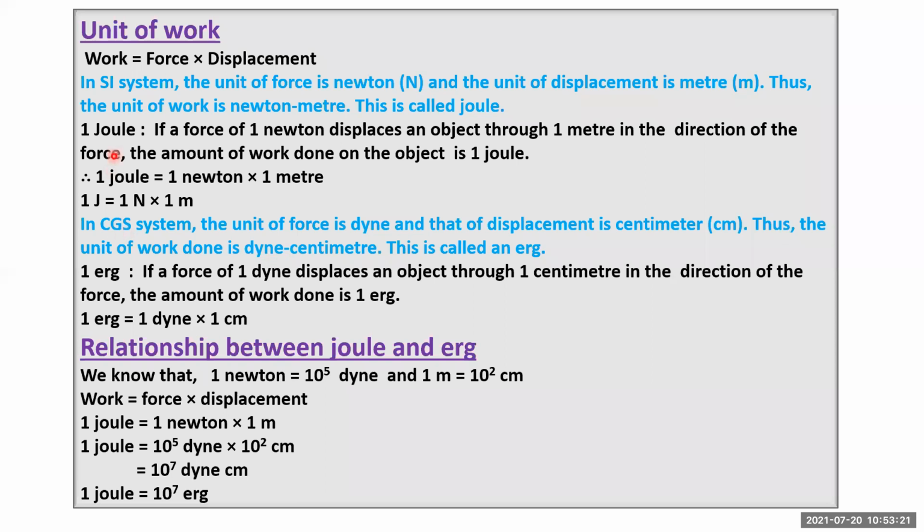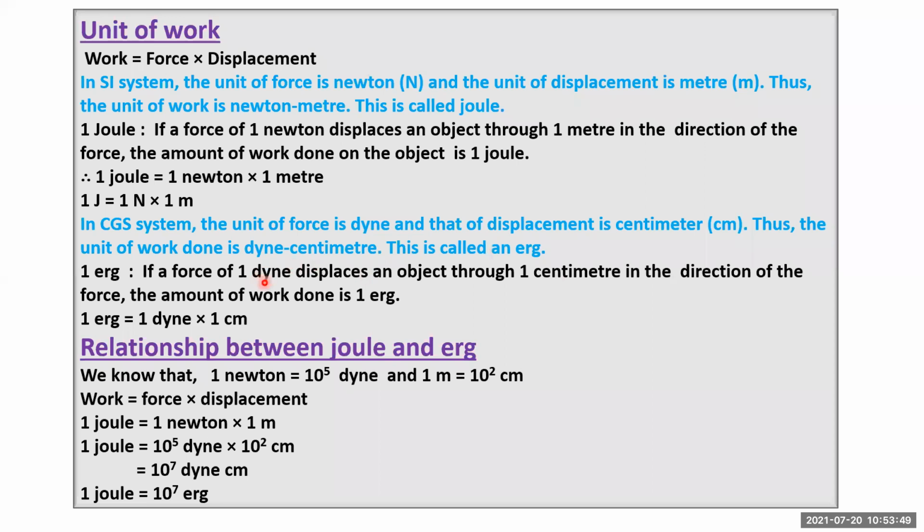These are the two kinds of system, SI system and CGS system. The unit of work in the SI system is joule and the unit of work done in the CGS system is erg. Erg is nothing but dyne centimeter. Now, 1 erg is the work done if a force of 1 dyne displaces an object through 1 centimeter.